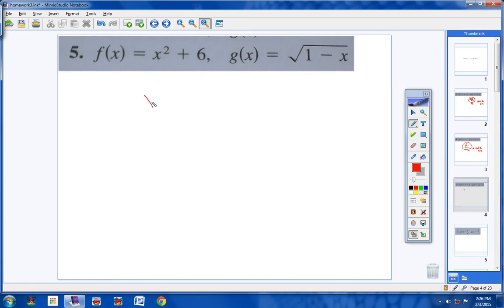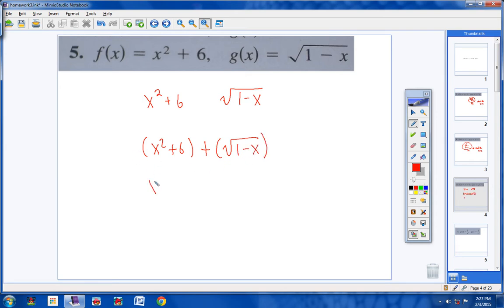Our f function is x squared plus 6. And our g function is the square root of 1 minus x. Alright, now we're going to add those. So x squared plus 6 plus the square root right here, 1 minus x. Alright?